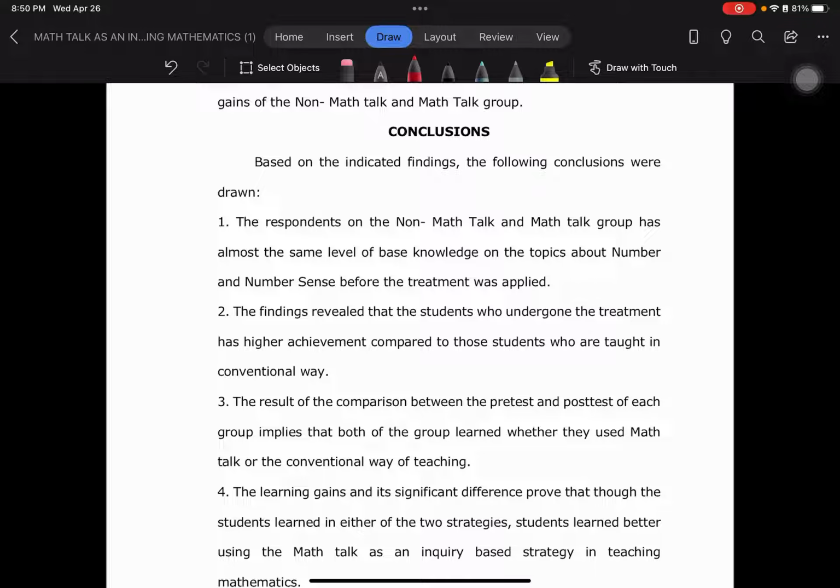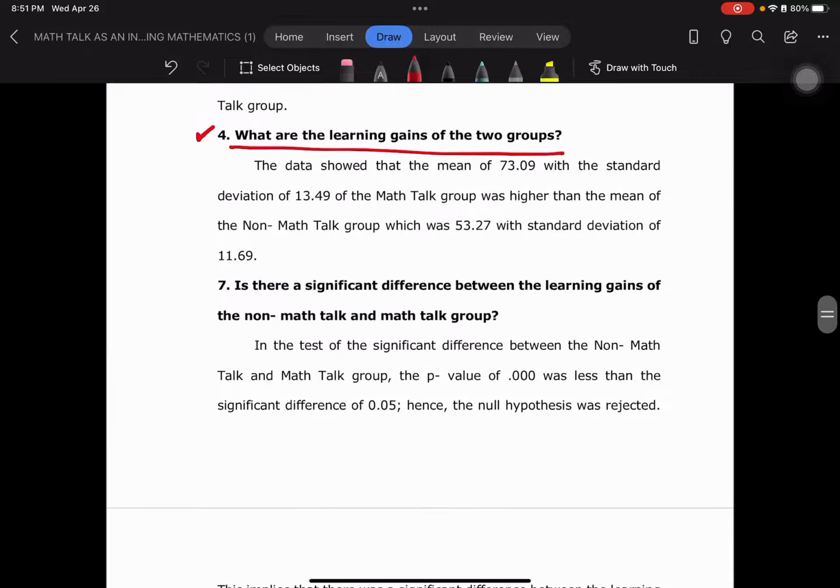Okay, and then let us see if the statement is a realization or in the form of a stated realization. So number 1, the respondents of the non-math talk has almost the same level. This is a claim. This is a realization. This is a statement. Pareho sila ng level. You cannot say this if you do not have proof, which is presented here.